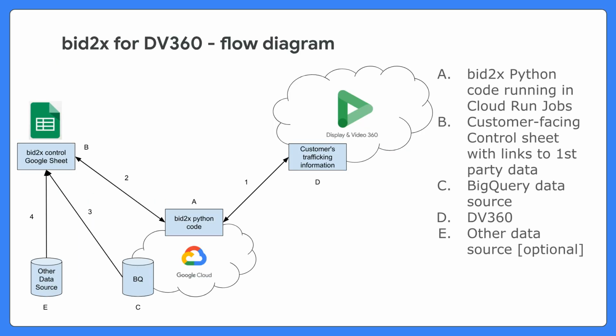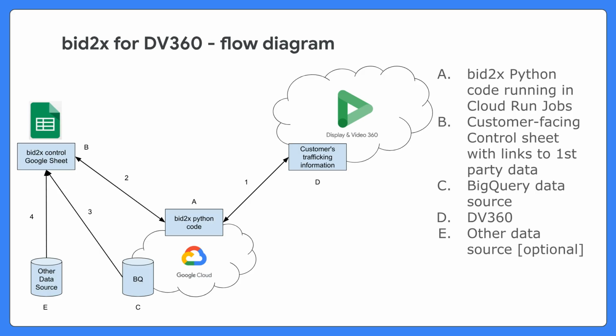Let's start with bid2x for DV360. Here, bid2x utilizes custom bidding scripts. These scripts are the mechanism through which your first-party data is translated into desired impacts on specific line items within your DV360 campaigns. The bid2x Python code, which runs in Google Cloud Platform, specifically Cloud Run, directly interacts with the DV360 API to create, rewrite, and assign these custom bidding scripts. This direct API interaction allows for powerful and granular control over bidding adjustments based on your unique data signals.